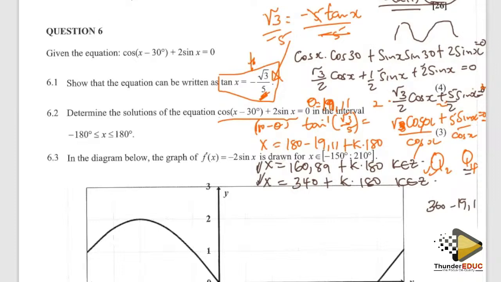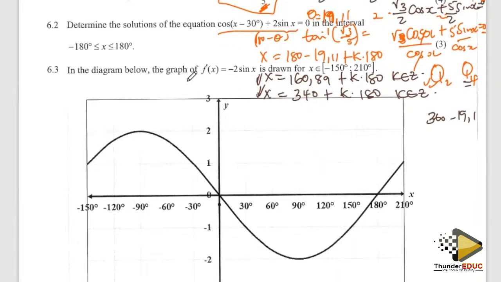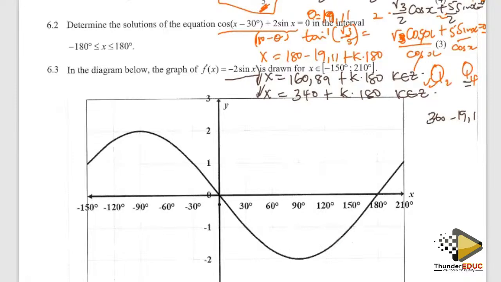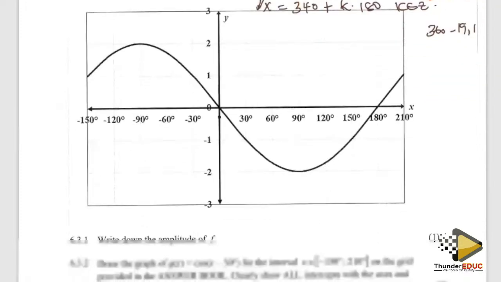Then 6.3, we've been given below the graph of negative sine 2x. Okay, we have a negative 2 sine x between negative 150 and 210. The graph is being drawn for us. What do they want? They want us to determine the amplitude. How do we get the amplitude? Remember, amplitude is like the maximum displacement about the 0 point or about the rest position. So for us to get the amplitude, we can get the maximum.